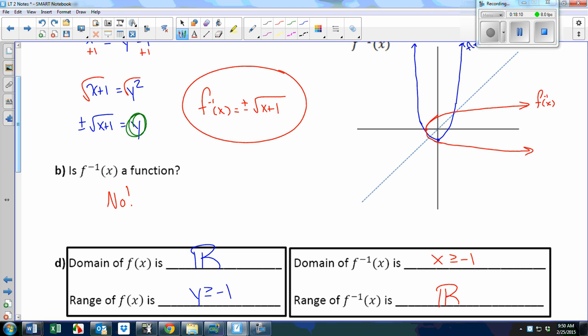So what happened there? See some of your fingers switch. They just switched. Your x's and y's switched. Your domain and your range switched. All right, I'm going to pause the video and let you try the last one. It's a quadratic. Try the last one.